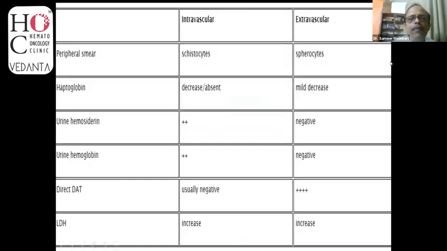Just to mention certain features of extravascular and intravascular hemolysis. In intravascular hemolysis, often the peripheral smear may show schistocytes. In extravascular hemolysis, you often see spherocytes. The haptoglobin will be decreased to absent in intravascular hemolysis, whereas in extravascular hemolysis, it is only a mild decrease. The urine hemosiderin will always be positive in a significant intravascular hemolysis, negative in extravascular hemolysis. Urine hemoglobin could be positive in intravascular hemolysis.